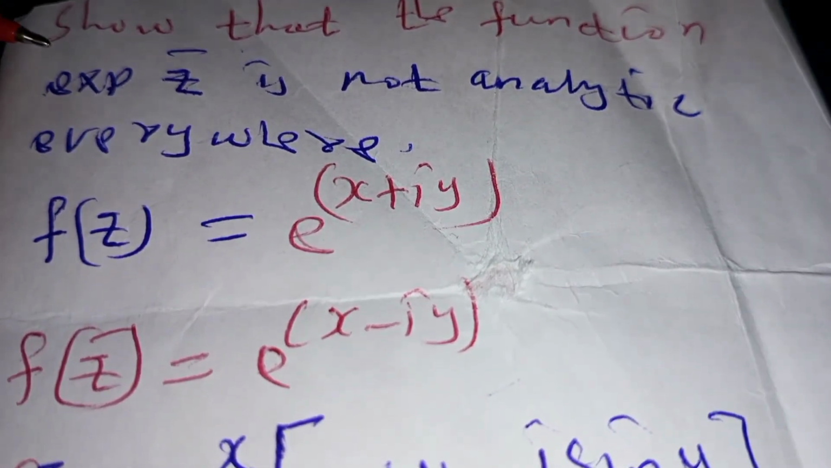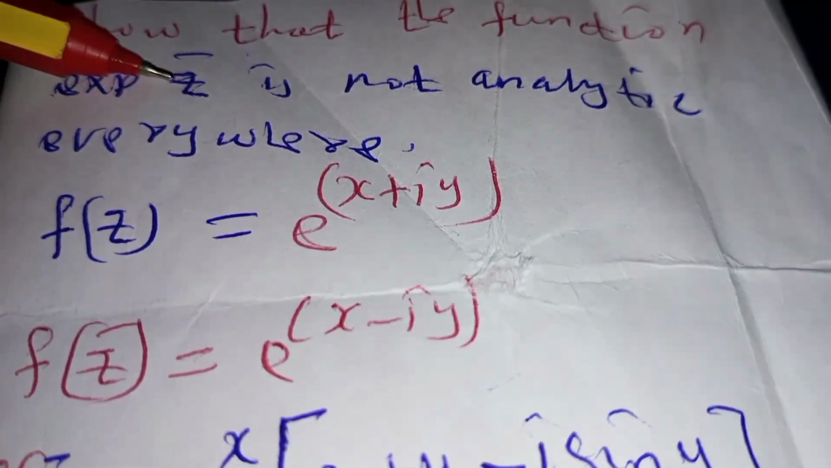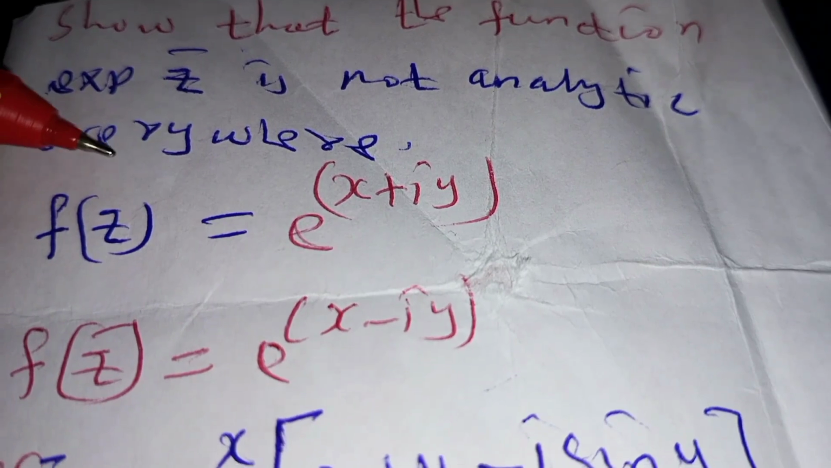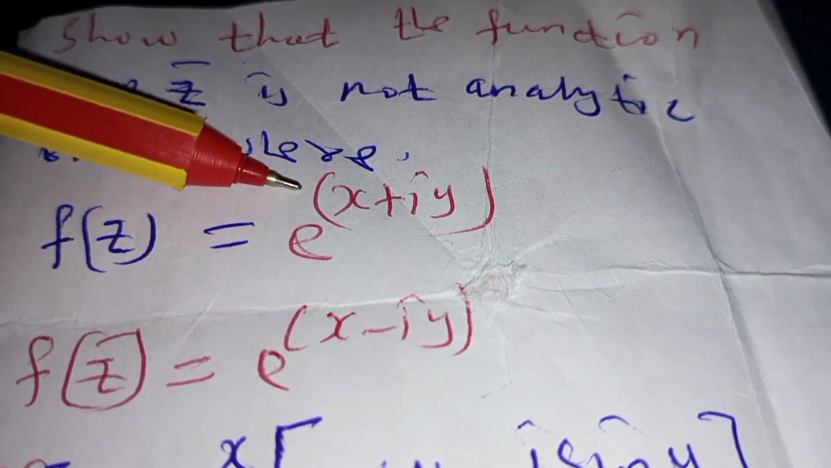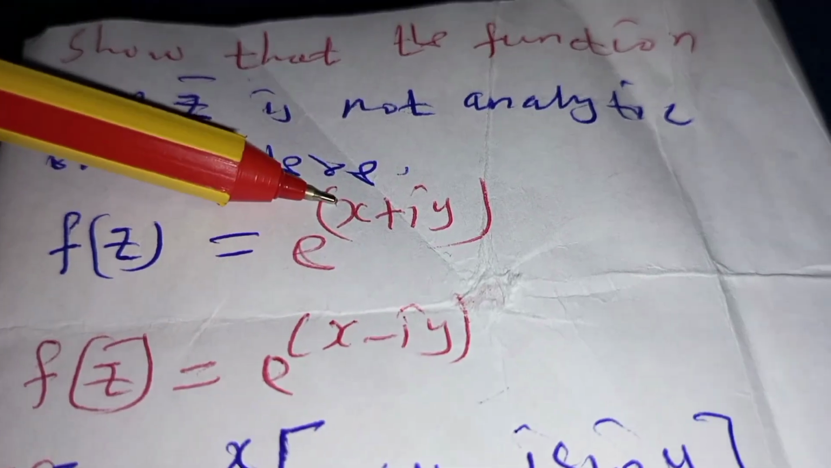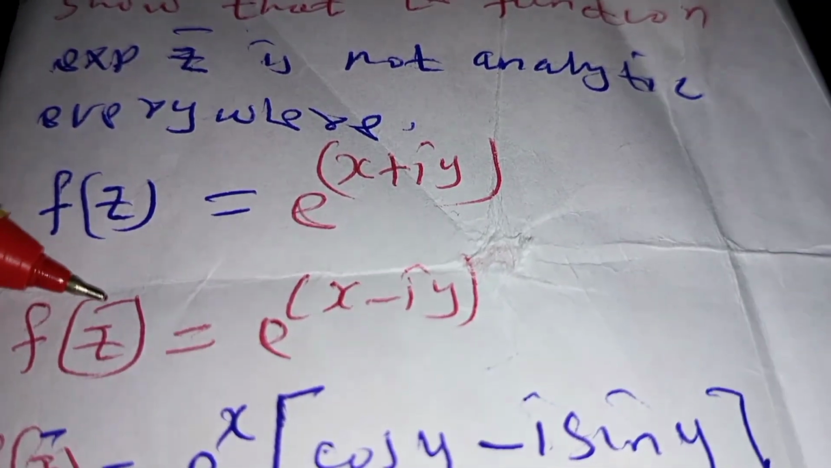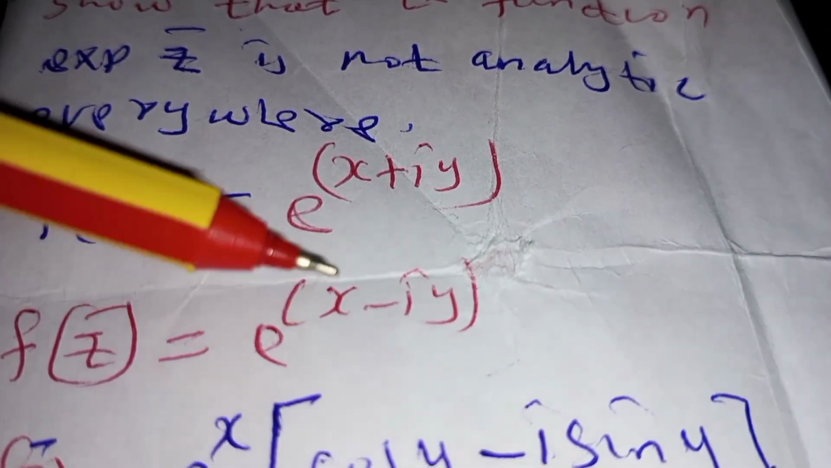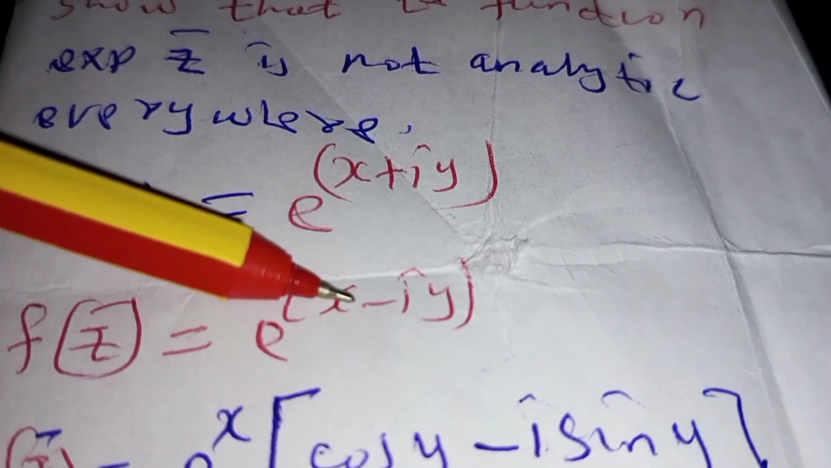In this question, you are going to show that the function exponential complex of z is not analytic everywhere. f of z is defined as exponential. Instead of z, we express z in terms of x and y, which is x plus iy, where x is the real part and y is the imaginary part. The conjugate of f of z, you change the sign here. If it was positive, it becomes negative, and if it was negative, it would have become positive.